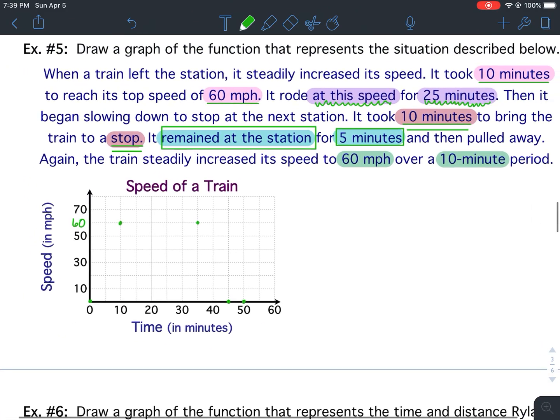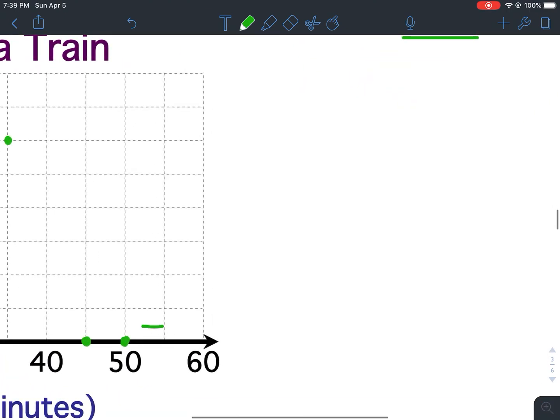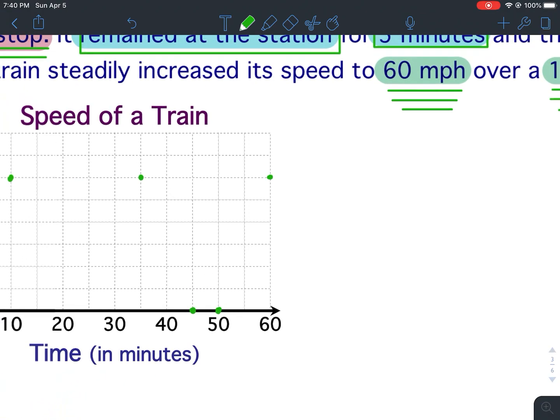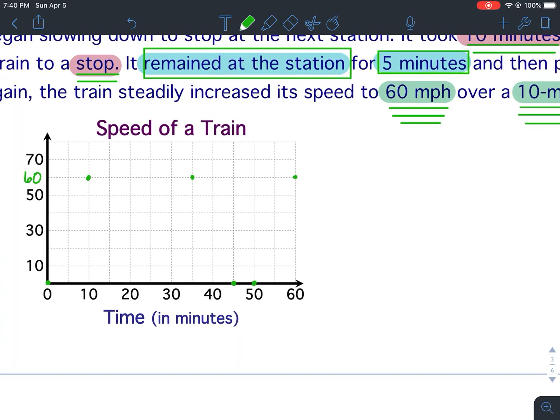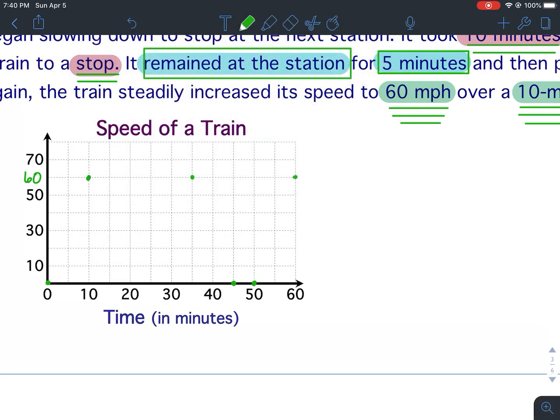And then last, it increases its speed up to 60 miles per hour over a 10-minute period. So let's put 3 lines underneath this. 10 minutes to get back up to 60 miles per hour. So let's go over 10 minutes and back up to 60 miles per hour, which would be right there. Okay, now that we have our points, we're going to connect our points. Let's go from one point to the other. Hold it so the line is straight.